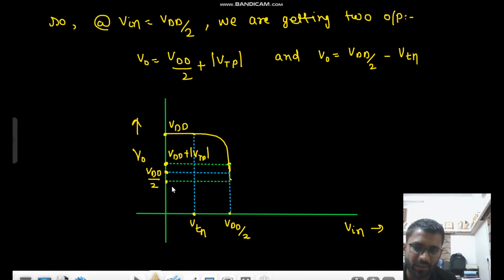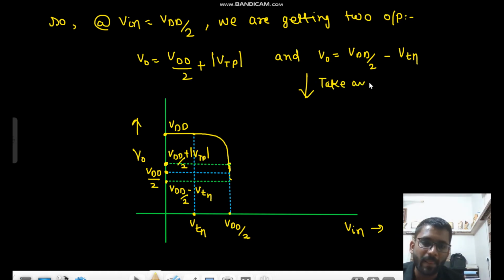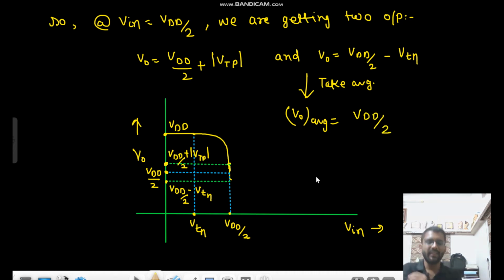How it came VDD by 2, that I will tell you. And at this point we have VDD by 2 plus VTP, and here we have VDD by 2 minus VTN. We just took the average. So V naught average would be VDD, both addition by 2. So it would be VDD by 2. So basically at V naught equals to VDD by 2, what is happening is that we have output equals to VDD by 2 plus VTP as well, and output equals to VDD by 2 minus VTN as well. So this kind of output we have, and also the average value will be there. So whenever they ask what is the output at Vn equals to VDD by 2, we will say VDD by 2. Just the average we will say.